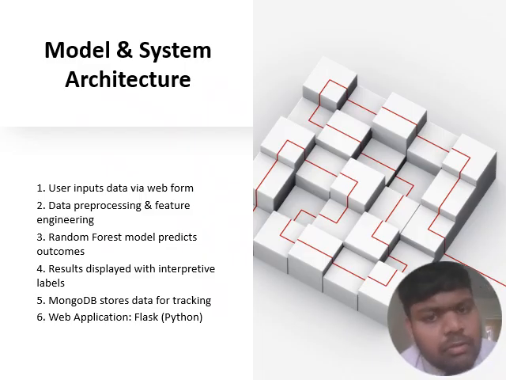Here's a high-level view of the system. Users enter their soil and land use data through a simple web form. The data goes through preprocessing and feature engineering steps. The trained random forest model then predicts microbial activities and nutrient cycling outputs. Results are displayed using clear labels like best or not good to guide user understanding. All interactions are stored in a MongoDB database for tracking and future analysis. The entire work is accessible through a user-friendly Flask-based web application.